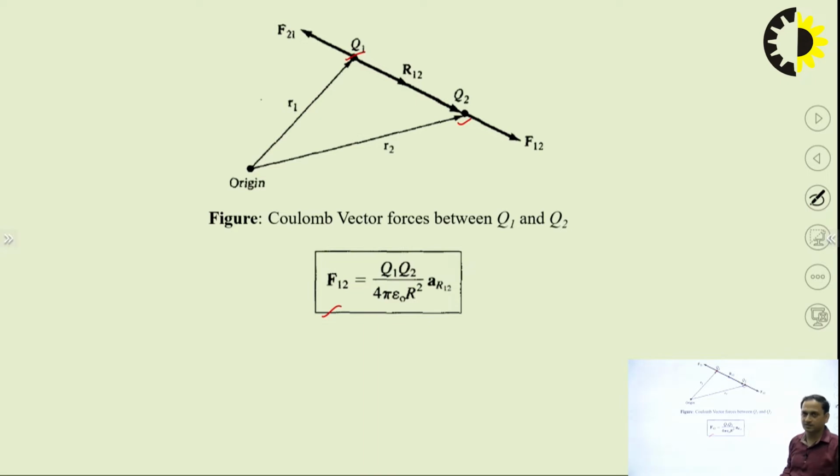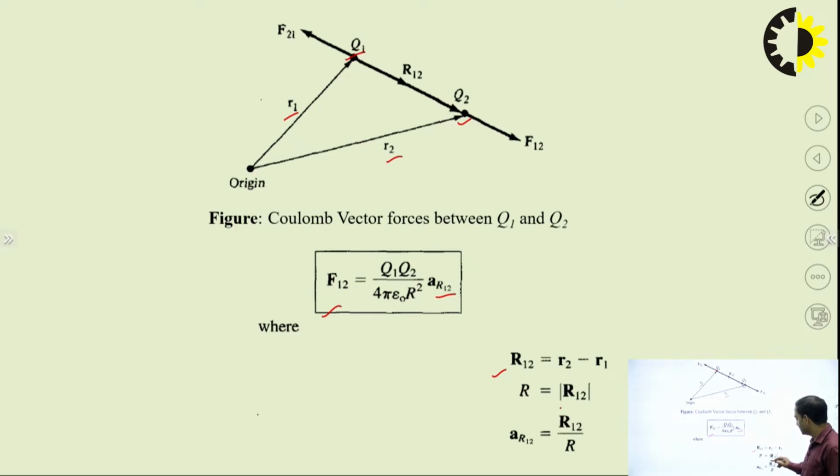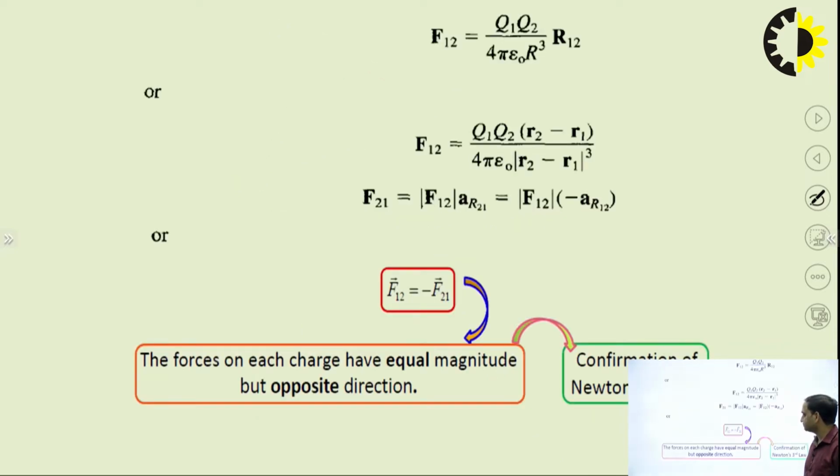This point is very clear to all of you. We have to specify that the position vector for q2 is r2 and the position vector for q1 is r1. So r12 is equal to r2 minus r1, and r is the magnitude of r12. The unit vector a_R12 is the vector r12 divided by the magnitude of this vector. From this we can also get that F12 will be equal to minus F21.